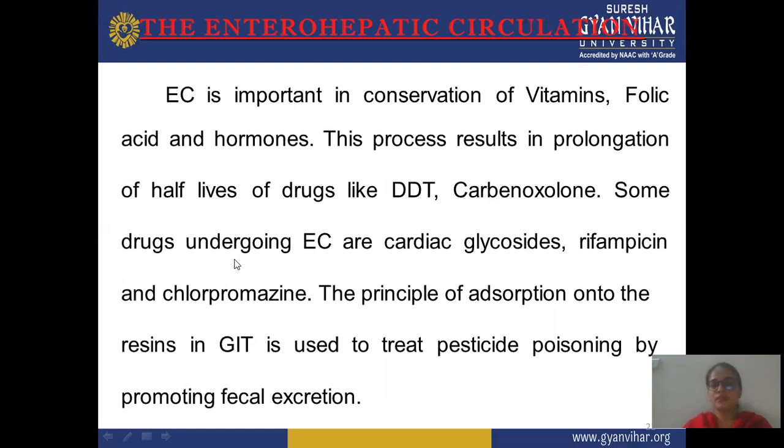Some drugs that undergo enterohepatic circulation are cardiac glycosides. Other examples are rifampicin and chlorpromazine, which are also observed by this mechanism. The principle of absorption onto a resin in the GIT is used to treat pesticide poisoning by prolonging fecal excretion.